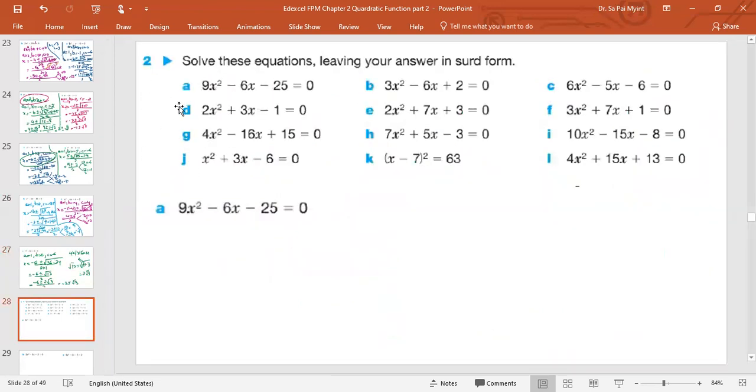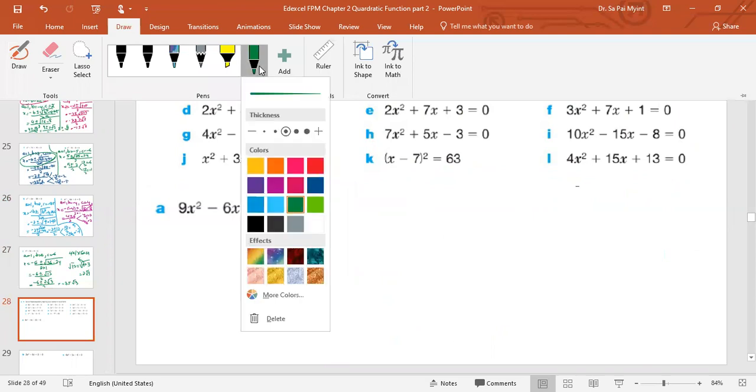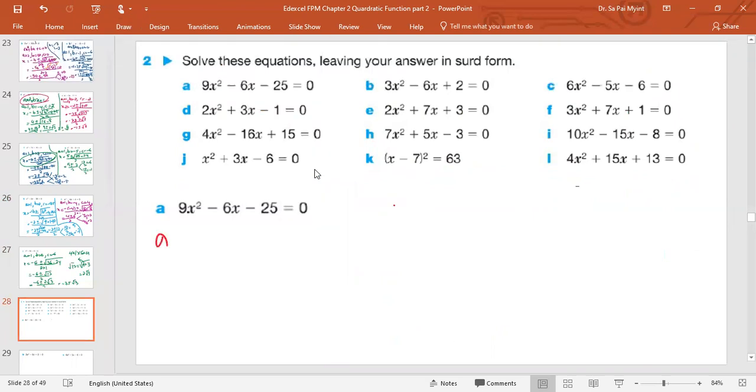Okay, now number 2. For this question, solve this equation leaving your answer in surd form. That's why we have to use the quadratic formula. Okay, how do we do? A equal to 9, B equal to minus 6. There is a minus, you need to take it. C equal to minus 25. Okay, what do you get? X equal to minus B, minus 6, so what do you get? Plus 6.